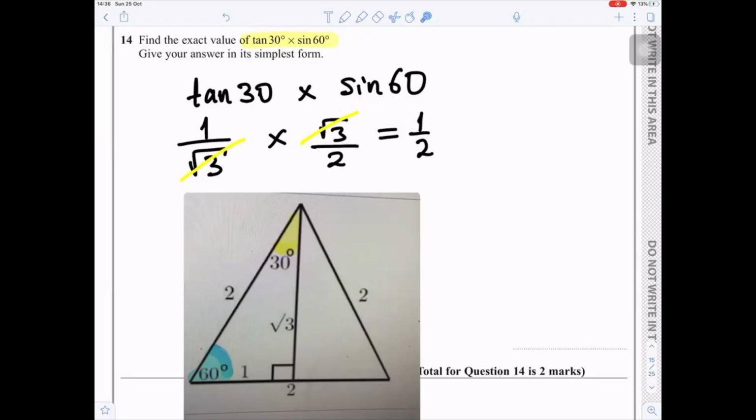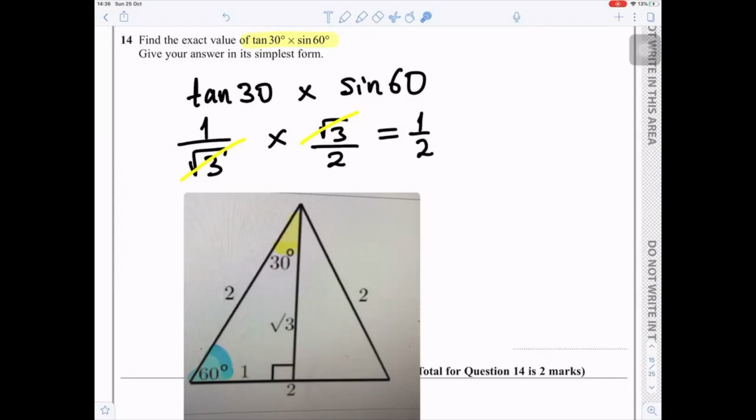Once you get those values, you multiply them together. The root 3 and the root 3 would cancel. So you just have 1 times 1 at the top, it gives you 1, and 1 times 2 at the bottom, it gives you 2. So it gives you an answer half, 0.5.